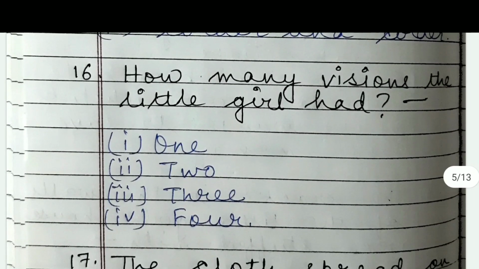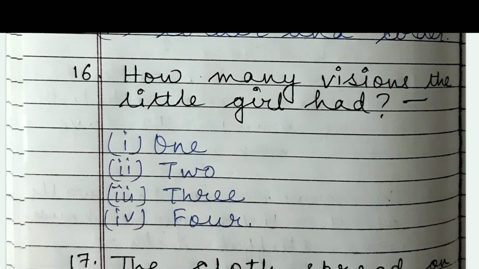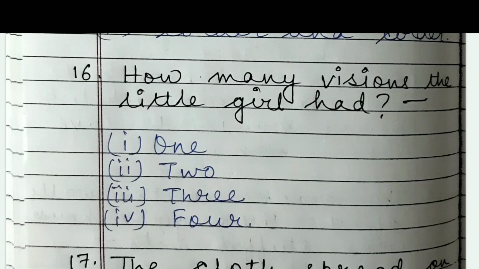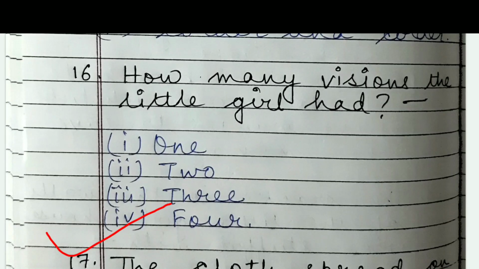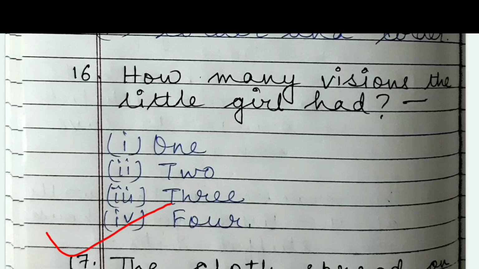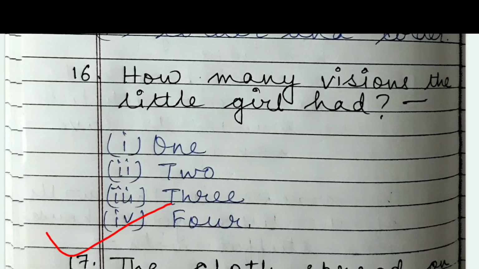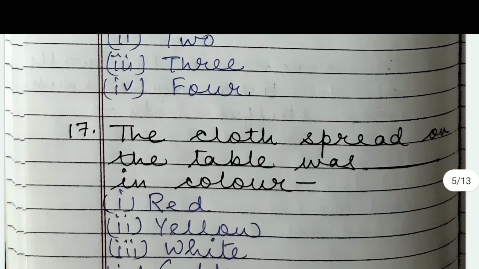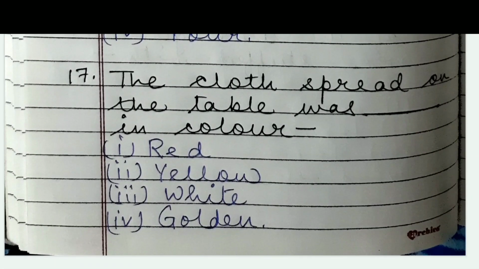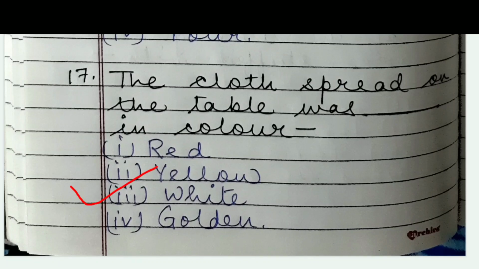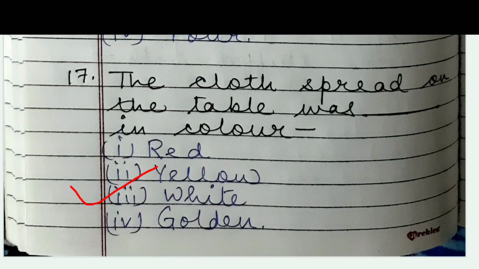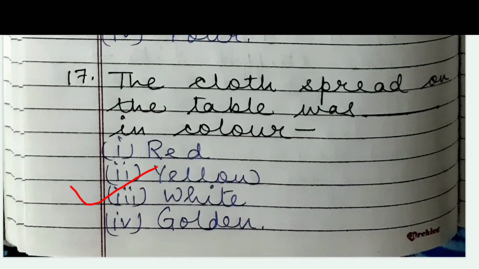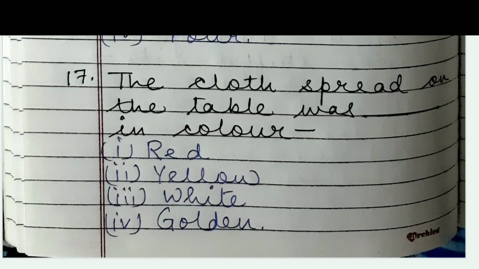Next, question number 16. How many visions the little girl had? And the options are 1, 2, 3 or 4. And the right answer is option 4, 4. The girl had 4 visions. Next, question number 17. The cloth spread on the table was dash in color. So what was the color of the cloth that was spread in the house of the person she was sitting beside? Options: red, yellow, white or golden. And the right answer is white. The cloth spread on the table was white in color.